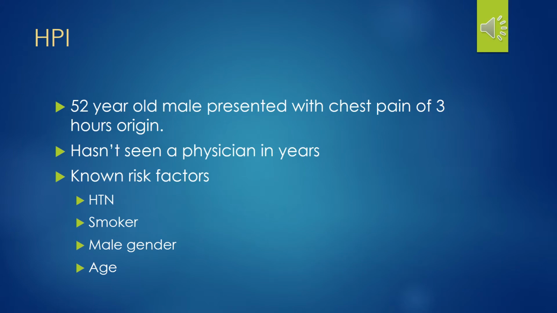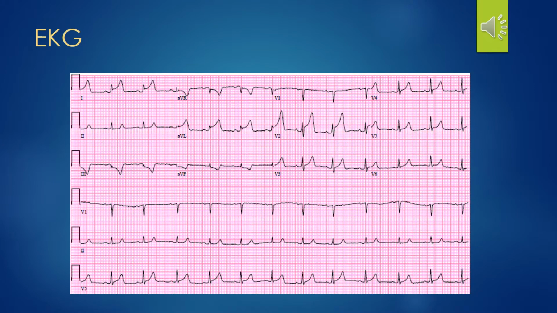We had a 52-year-old male presented with chest pain of 3 hours onset. The patient hasn't seen a physician in years. His known risk factors included hypertension, he was still smoking, male gender, and age. EKG was done, which showed acute anterior and lateral ST elevation myocardial infarction.